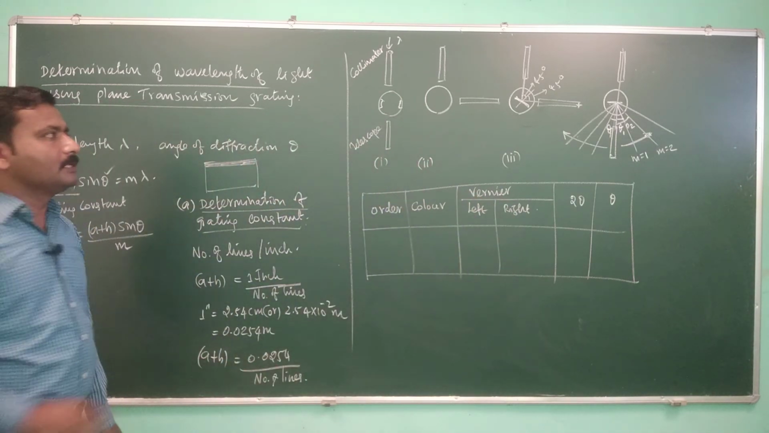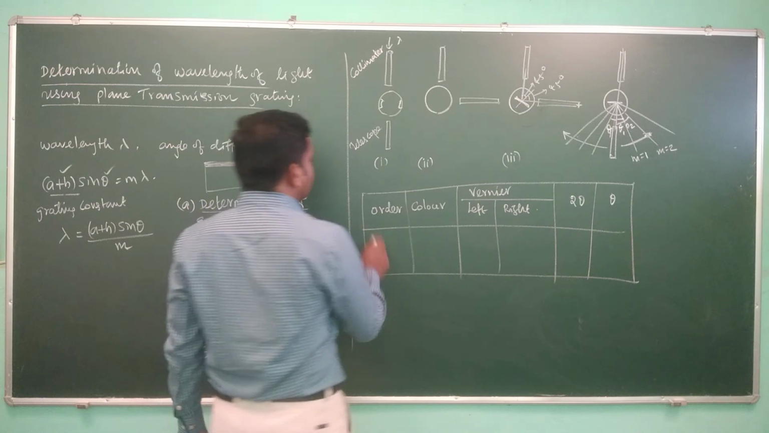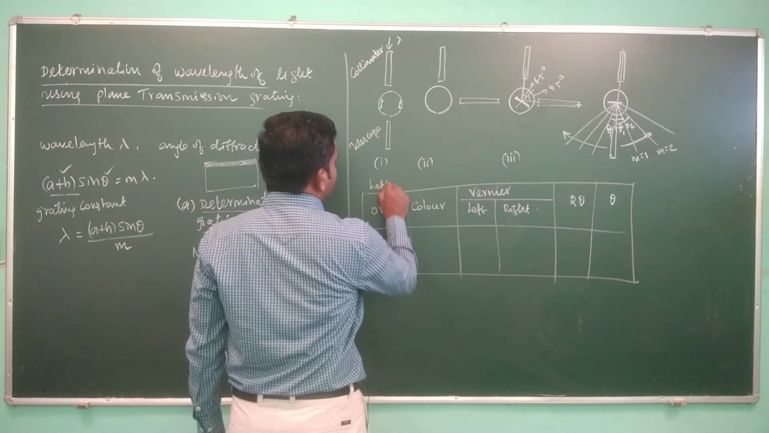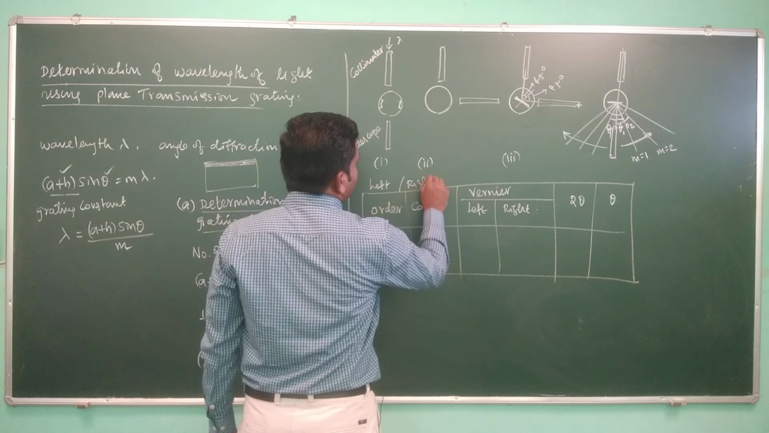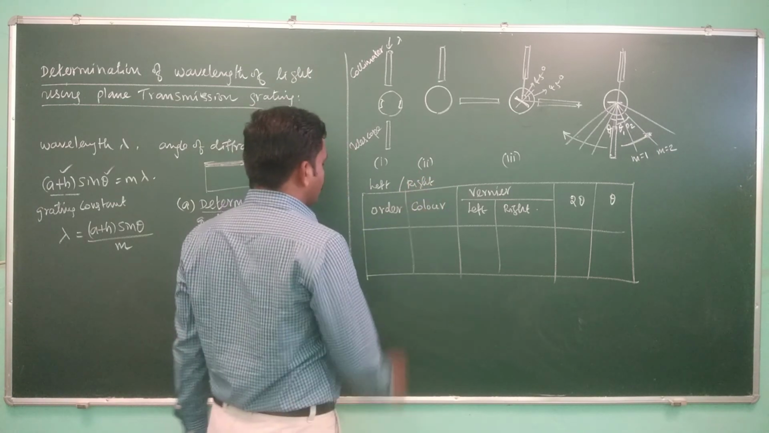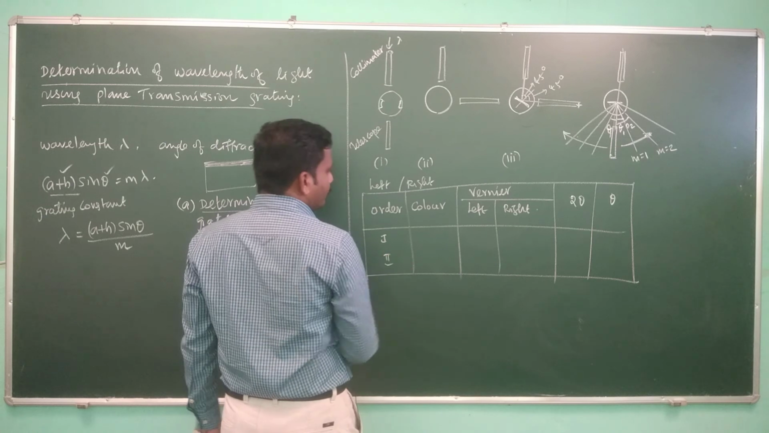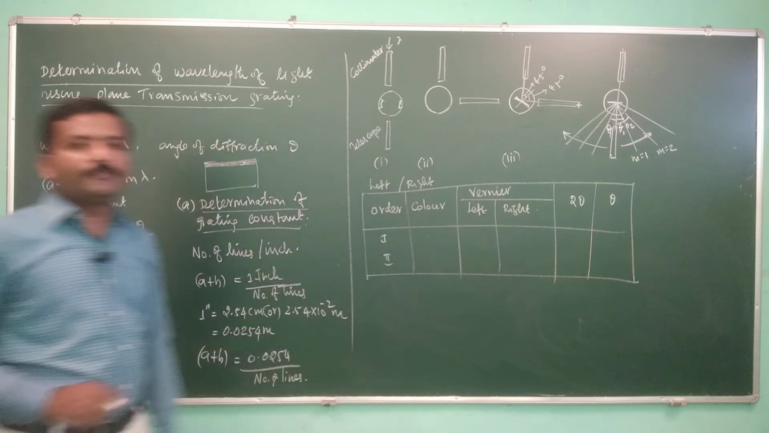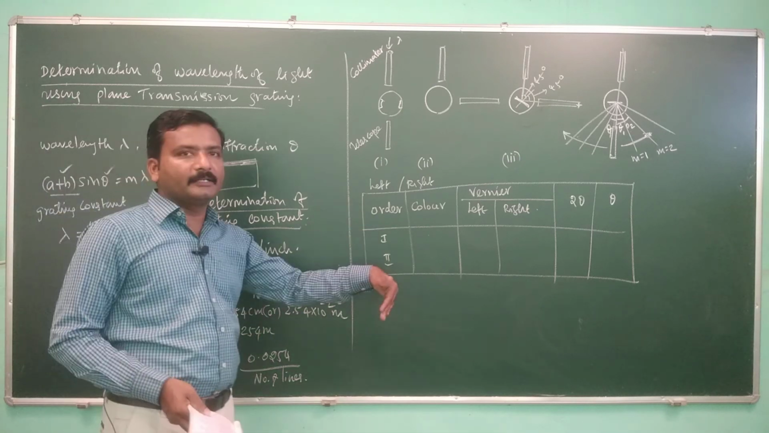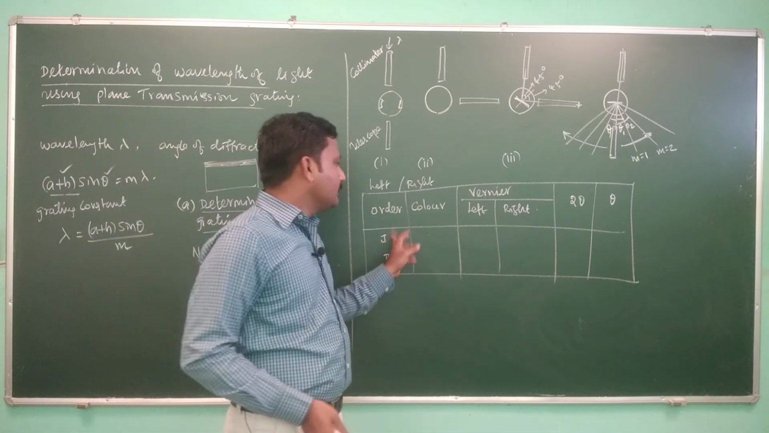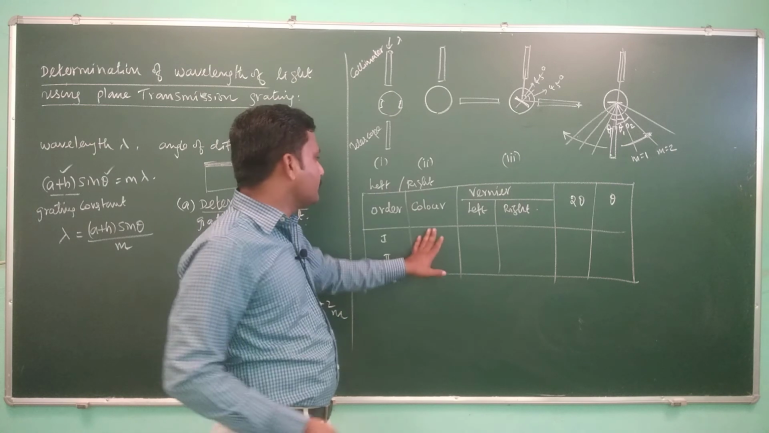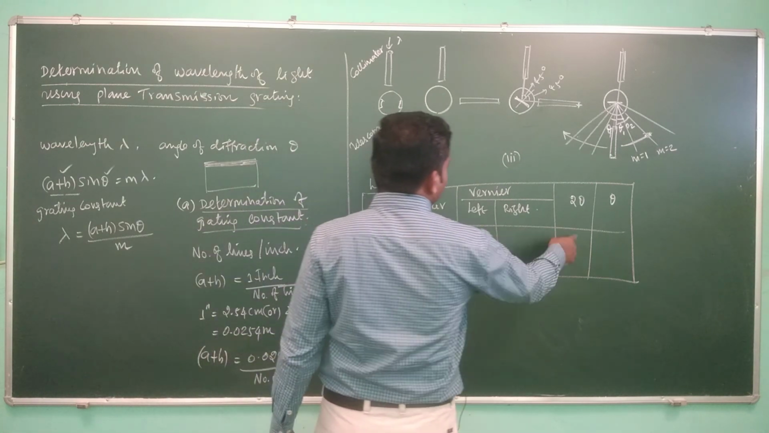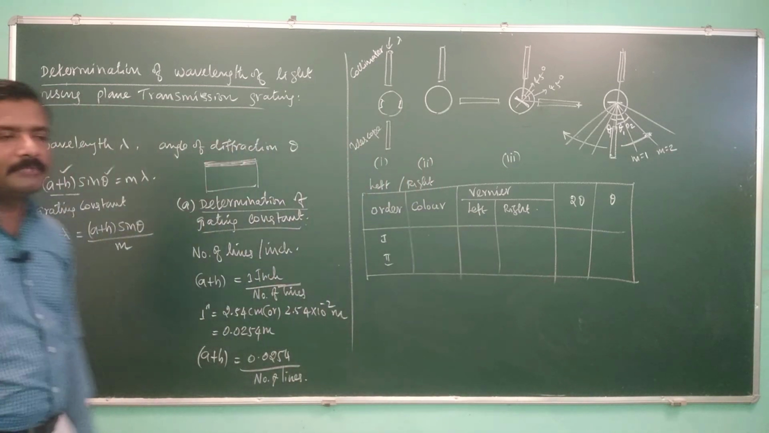So for different orders, this table can be written for left side scanning or right side scanning. Here you can put the order 1 and 2. For the first order, if you are using monochromatic light, then there will be a single color. If you are using white light, then there will be different colors, so we give the color here for which the order is being considered. Then the Vernier scale reading left side and right side, the difference will give you 2 theta. Then you can calculate theta from that.